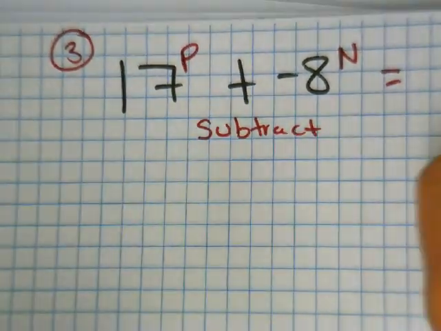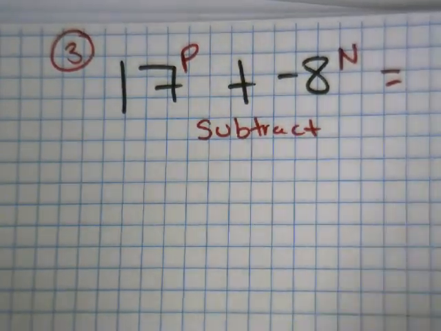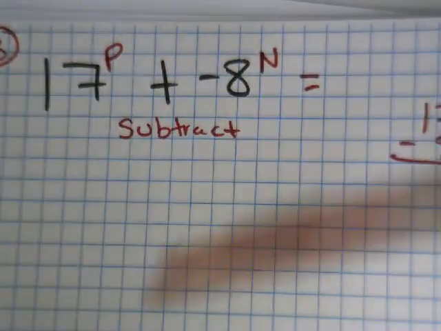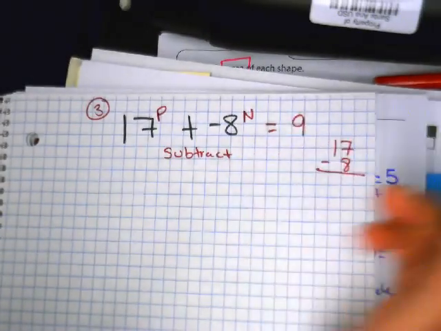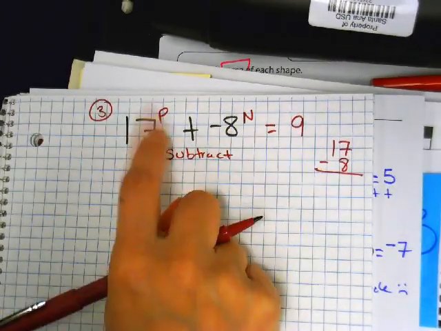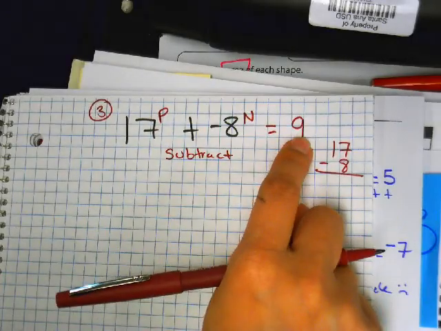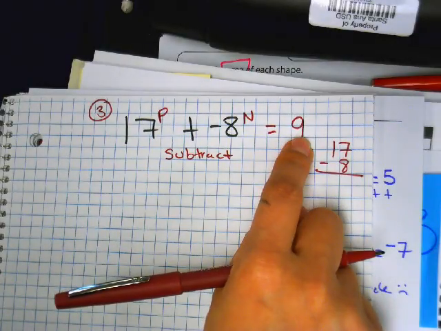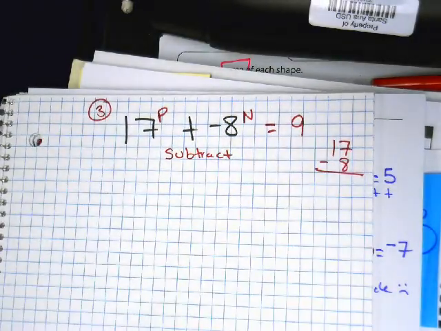All right. What's 17 minus 8? 9. Do you have more positives or do you have more negatives? Way more positive. So I just leave my answer 9. Okay? All right.